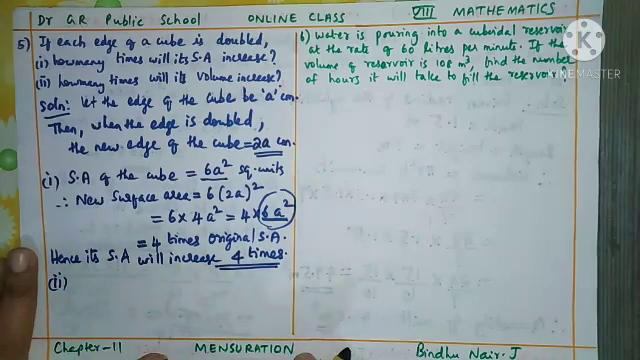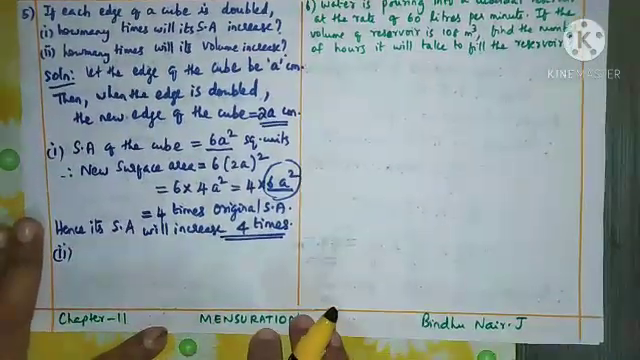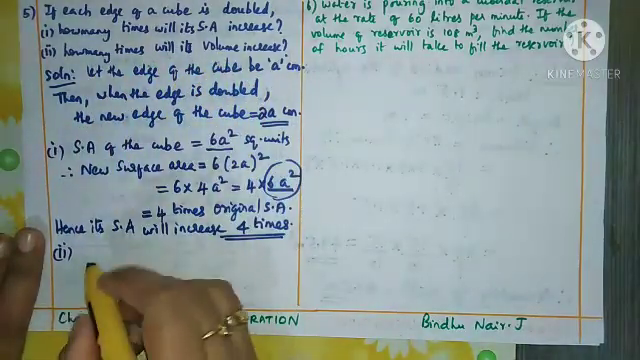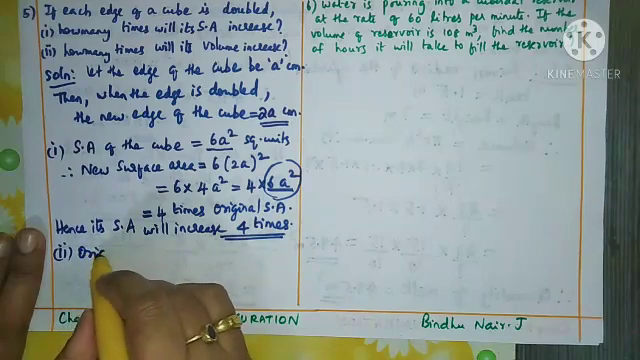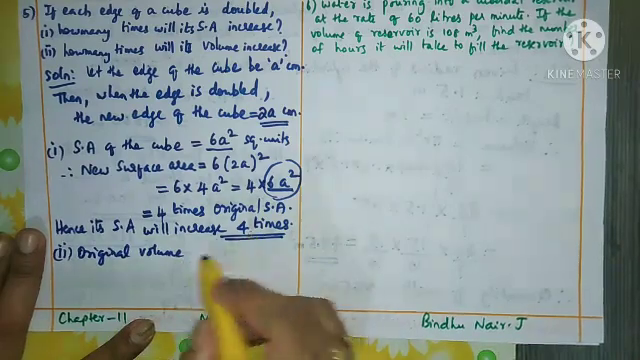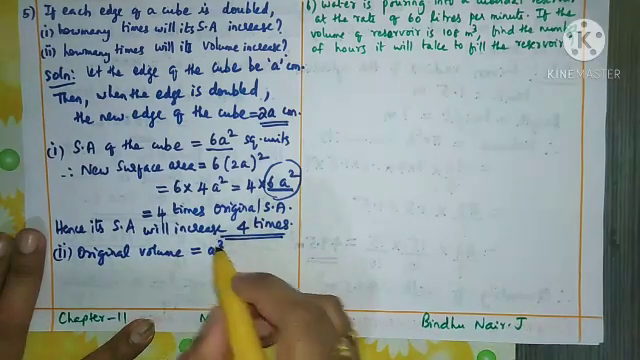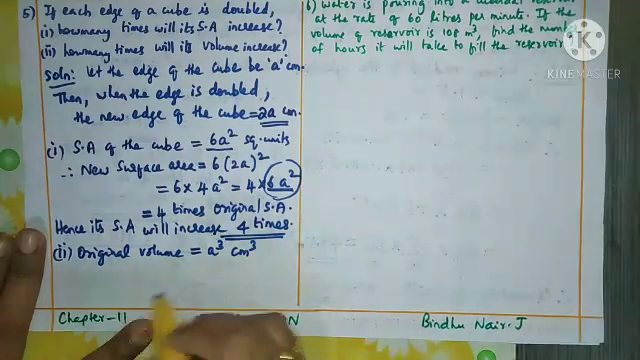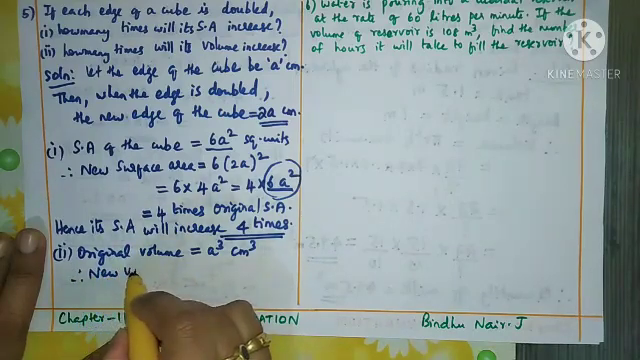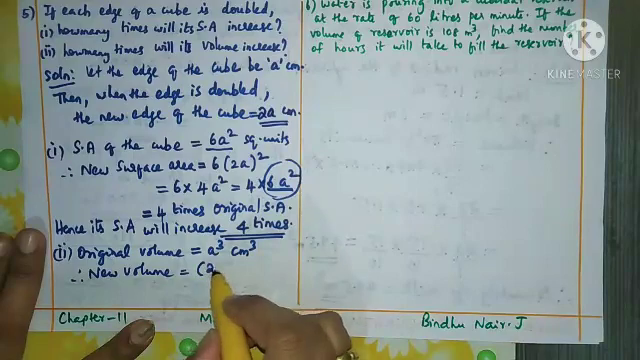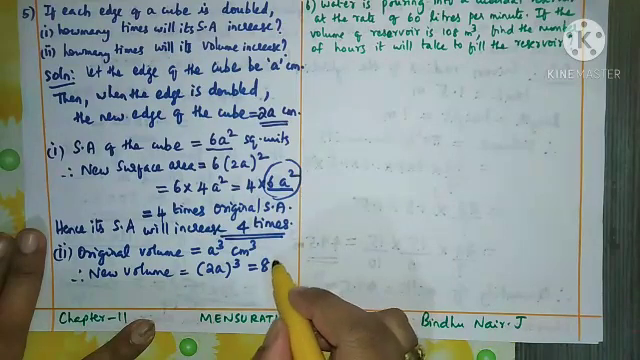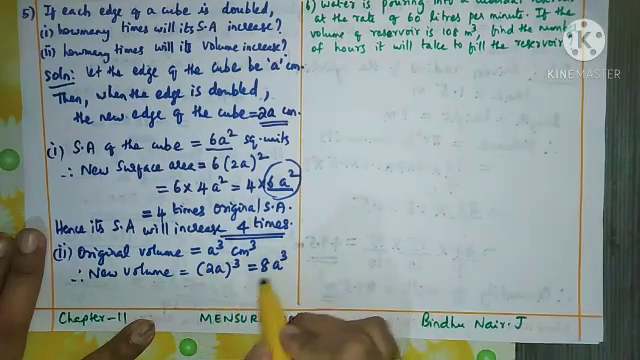Now come to the second subdivision. What is asked in the second subdivision? Yes, how many times will its volume increase? So now we are going to write the volume. We know the original volume, that is the volume of the cube, formula as you know, A cube centimeter cube, correct? So now you are going to make this A as 2A. Therefore, new volume is equal to, instead of A, 2A. That is 8A cube, correct? 2 into 2 into 2, 8 and A cube.